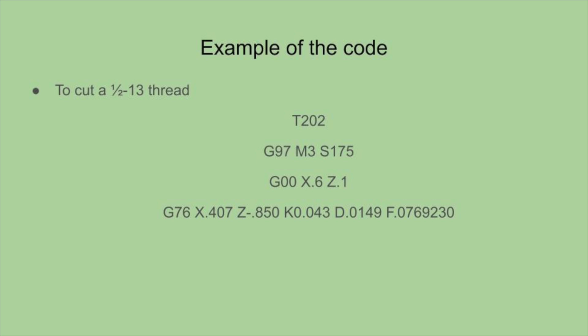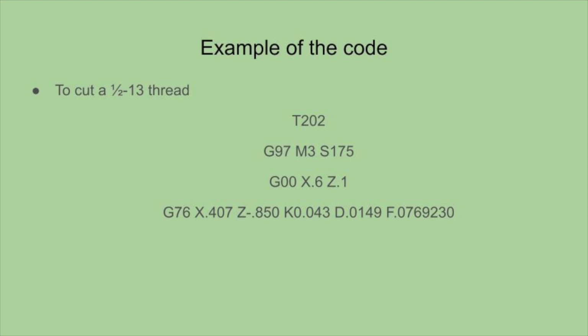My X variable is the root diameter, the Z is the thread endpoint, K is the height of the thread, this increment is radial, and this is the basic major diameter subtract the basic minor diameter, and then divided by 2 because it's radial. D is the first pass cutting depth. You can get more information on this on page 113 in your text.